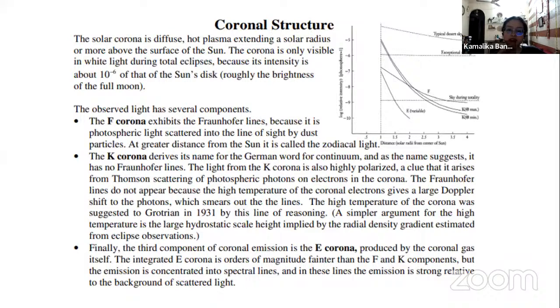So the observed light has several components, the different kinds of studies that are being taken by studying the coronal structure, which is through the F corona, K corona, and E corona. These lines and these kinds of studies are taken. You can just simply read it.